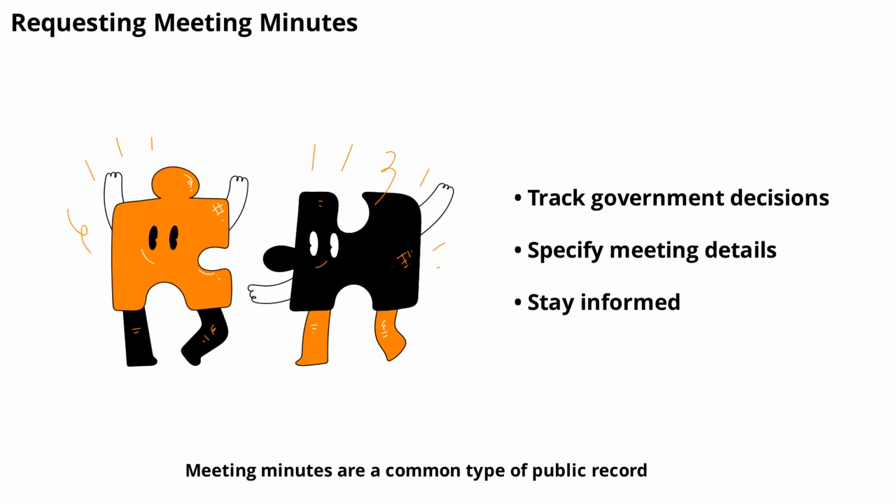Meeting minutes are a common type of public record, documenting the discussions and decisions of government bodies. These records are often requested by citizens who want to stay informed about local government actions. Specify the date and name of the meeting in your request for faster processing.